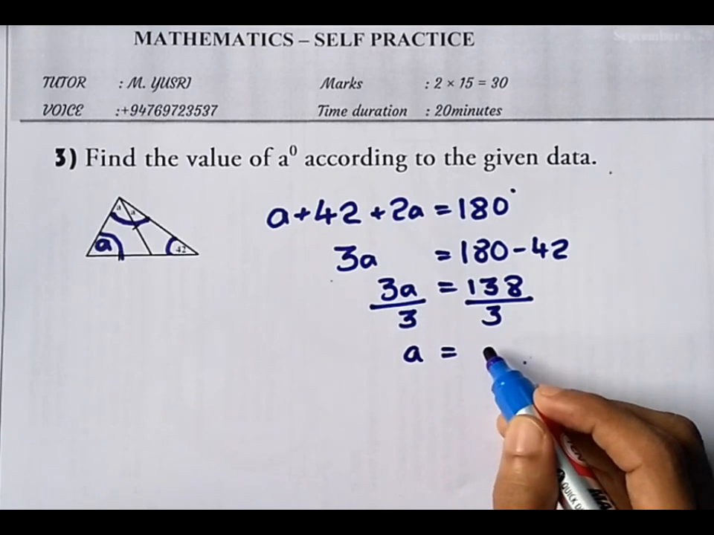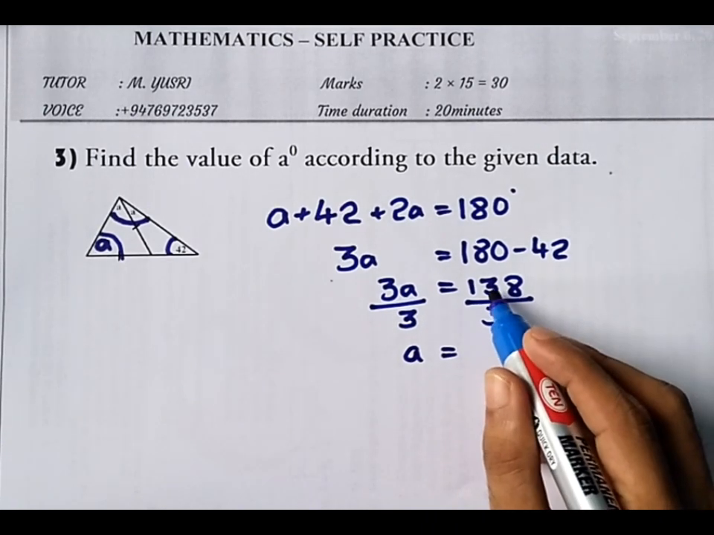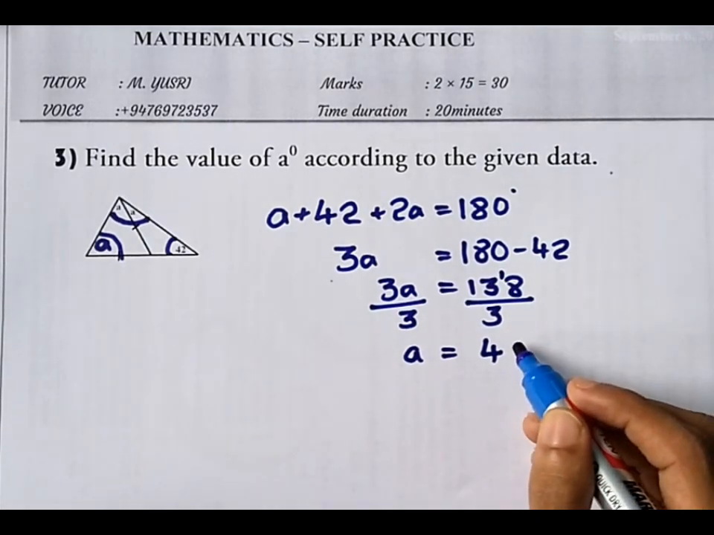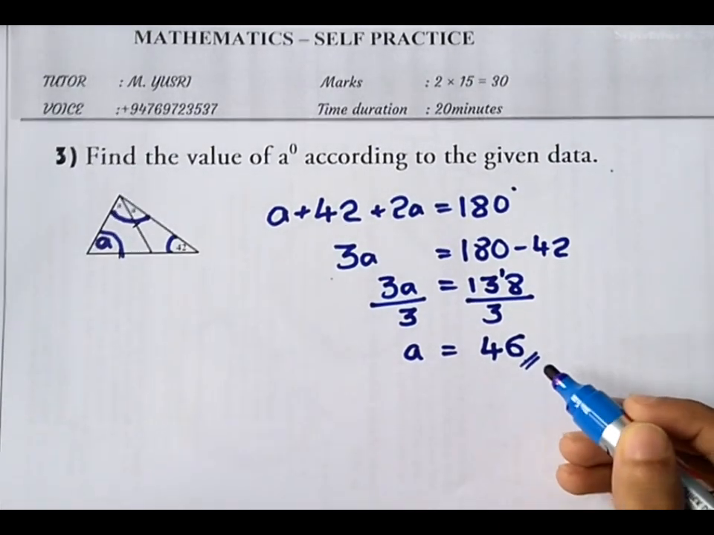Now the A is the subject. 138 will divide by 3. In 13, how many 3s are there? 4. And 1 is remaining. In 18, how many 3s are there? 6. So the answer is 46.